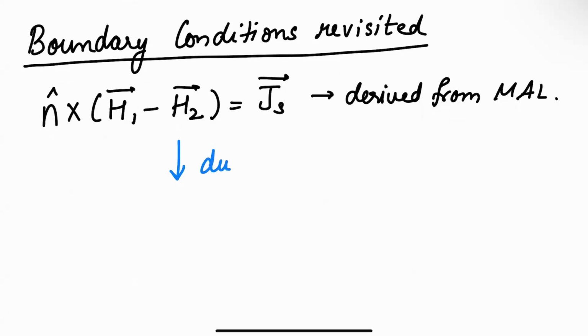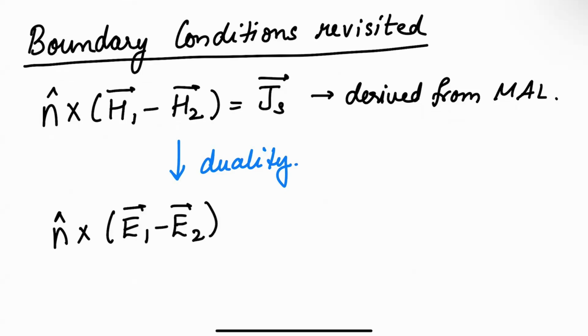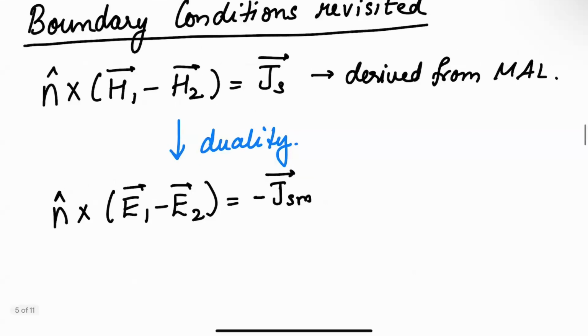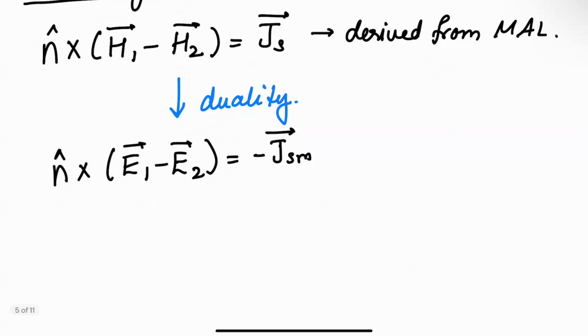But now I can apply duality to this. When I apply duality here, I get n cross (E1 minus E2) is equal to minus Jsm. I didn't have to go back to the new Faraday's law and rederive this boundary condition using the cylinders and all that. All you have to do is apply duality and you automatically get another boundary condition. This is the boundary condition for the electric field in the presence of magnetic currents that collapse into surface magnetic currents, similar to an electric surface current.